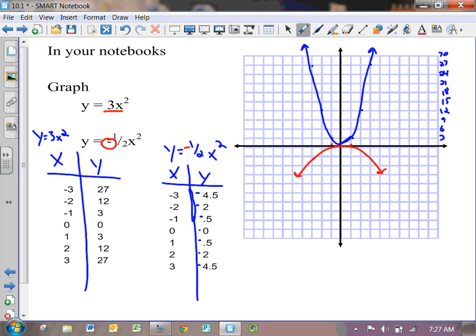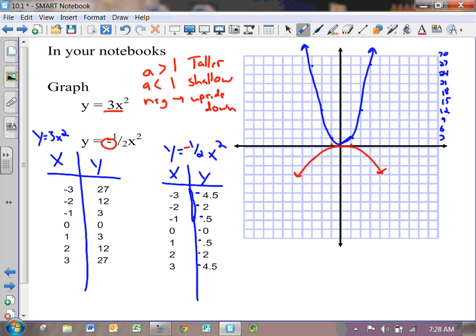So we have a values. Those a's that are greater than 1 are taller. A values that are less than 1 are shallow. Okay, and then negatives are upside down. Upside down. Good. All right.